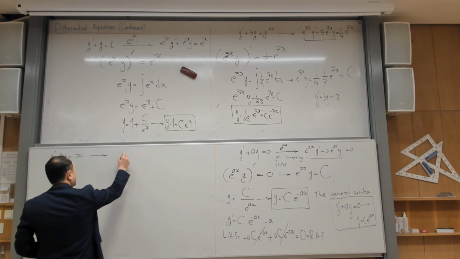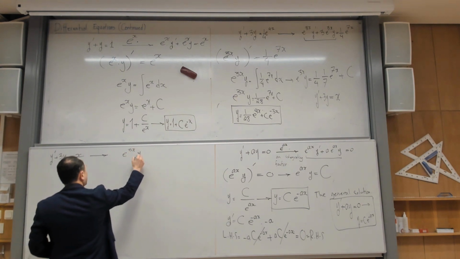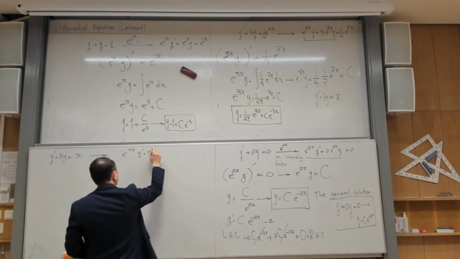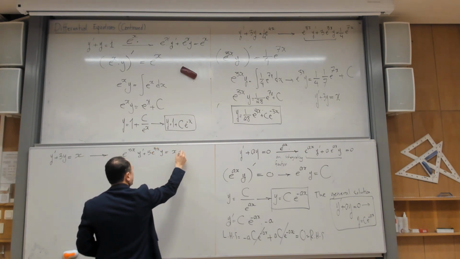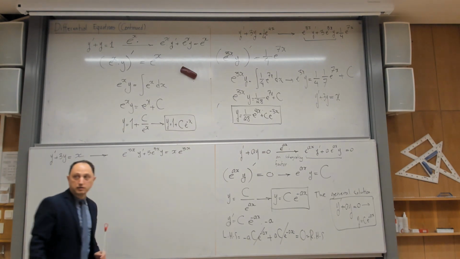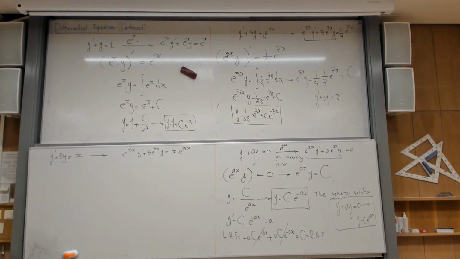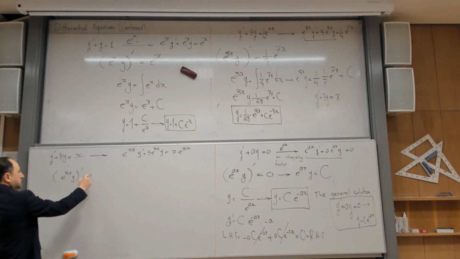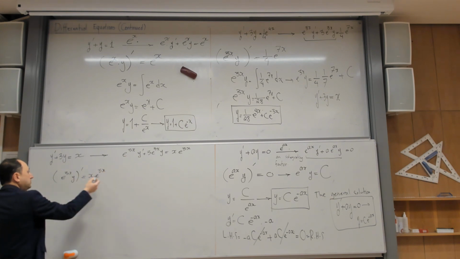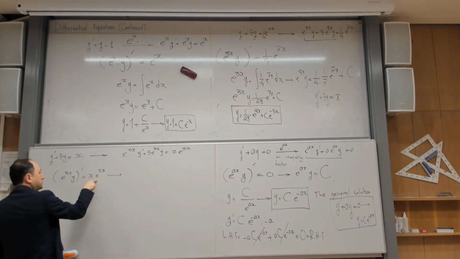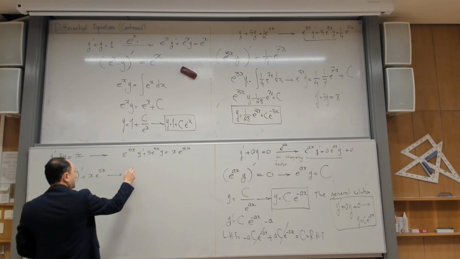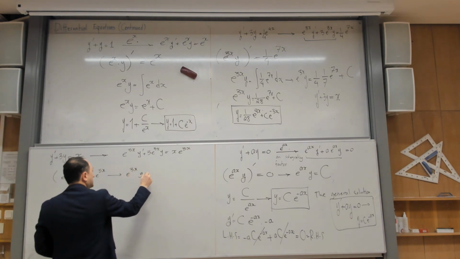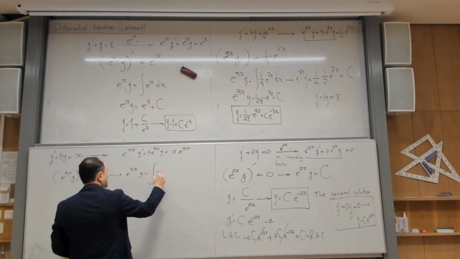So I will multiply that e to the power of 3x y prime plus 3e to the power of 3x y. But the right hand side I have to multiply as well. The left hand side is as before, e to the power of 3x y prime. On the right hand side I have this. Then the problem is as before, so I have to find a primitive function for this. e to the power of 3x y is the primitive function for this function.